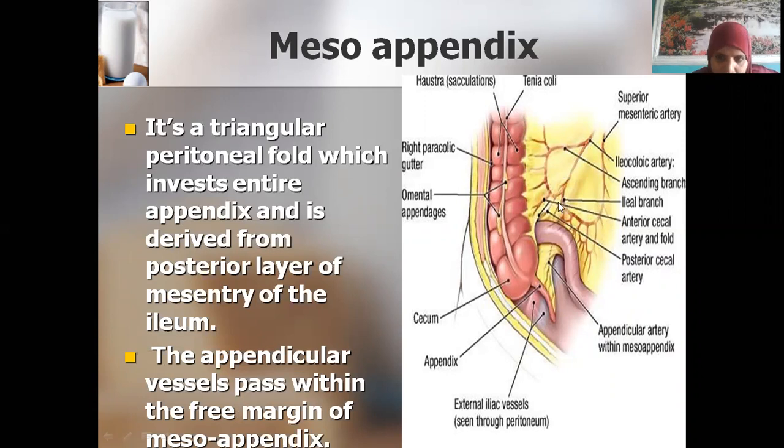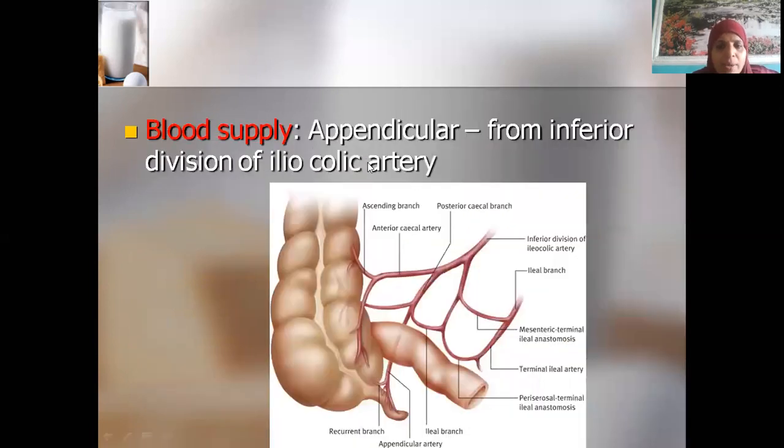Can you see the blood vessels are also entering here? These are appendicular vessels. Very good. So they are passing along. This is the free margin. This is the attached margin of the mesoappendix. So along the free margin of the mesoappendix, you can see the appendicular vessels are entering. The appendicular artery is the blood supply, which is a branch coming from the inferior division of the ileocolic artery. I is standing for ileocolic artery.